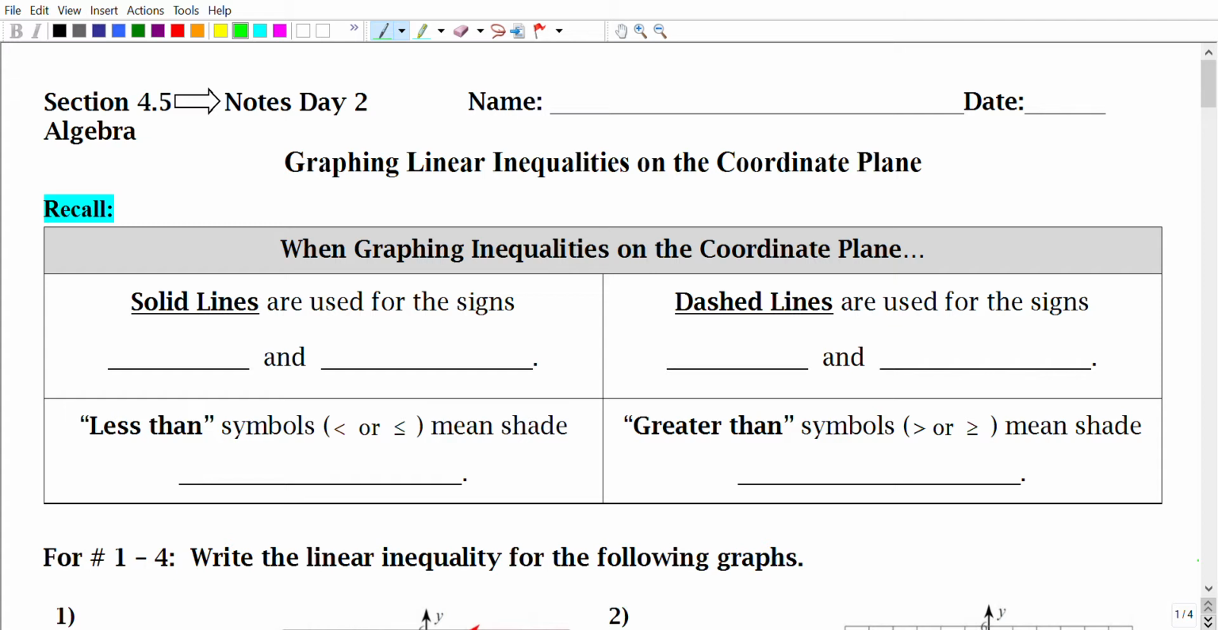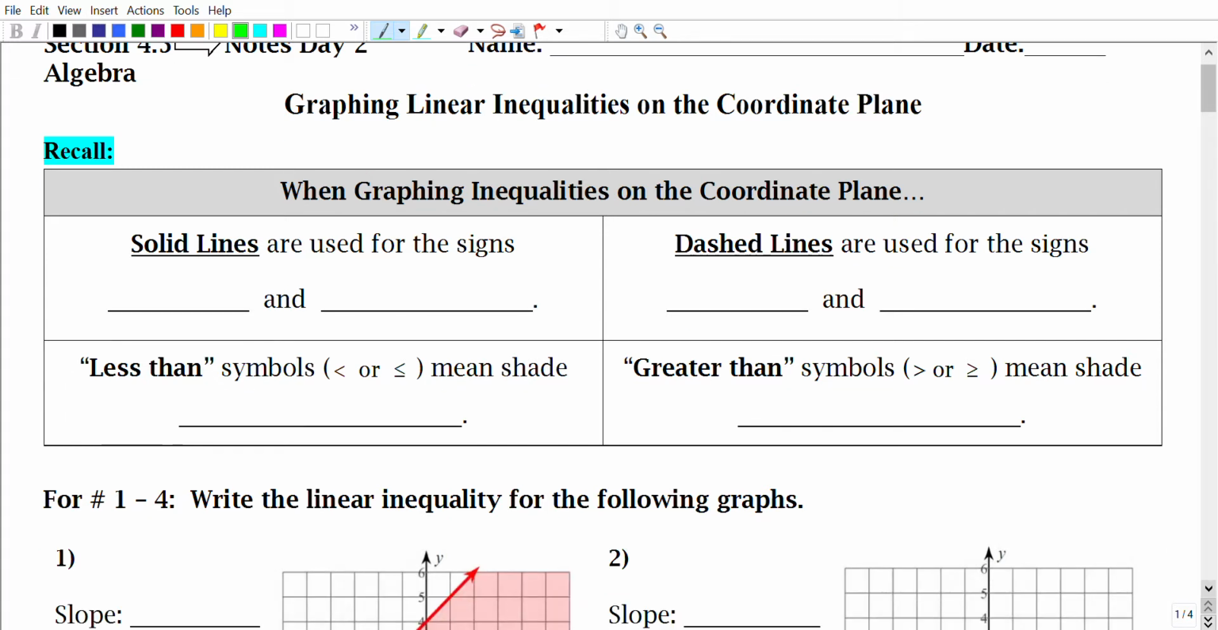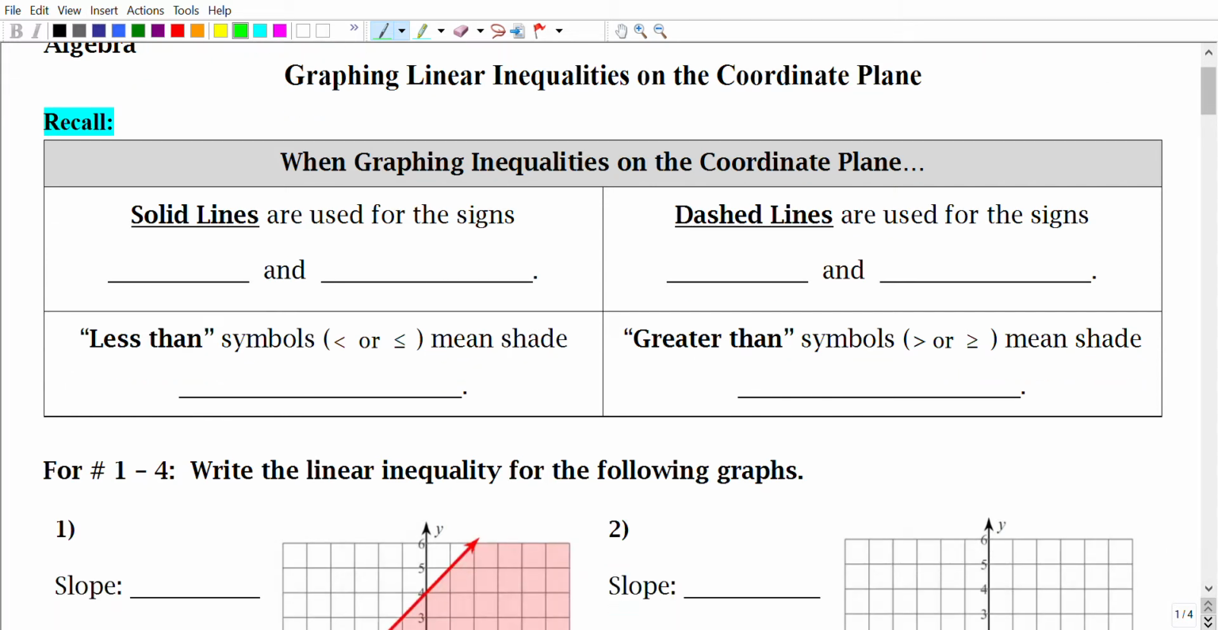So let's go ahead and recall something from the previous section. When graphing inequalities on the coordinate plane, solid lines are used for what signs? Well, we know they're used for the less than or equal to and the greater than or equal to. So solid lines, if they have that little equal to sign underneath, then we know they have to be solid lines. Meaning that for dashed lines, we use the less than symbol and the greater than symbol. Okay, so again, this is just review for what we did on the last lesson.